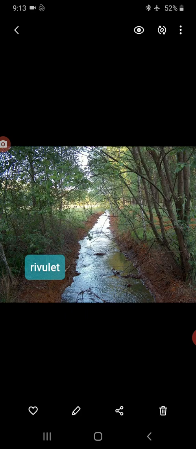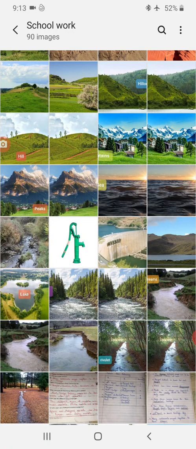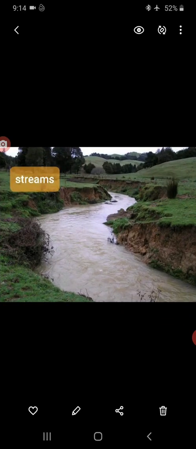Where will it join? Stream. Stream means a narrow river, a very small river. So this rivulet will join streams. So this stream is what? Like a river, a narrow river. Okay, it's not a big river, a small river, a narrow river.